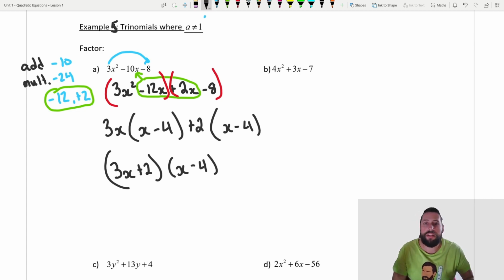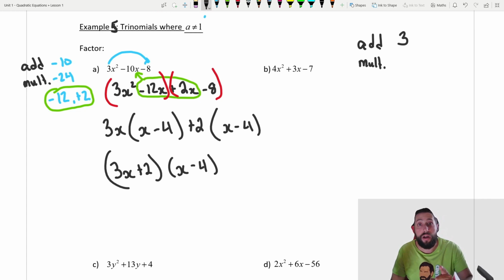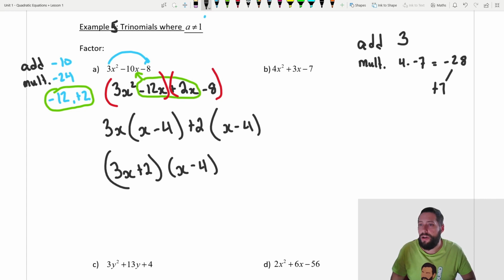Okay? Let's try B. B is 4x squared plus 3x minus 7. So again, we're going to add and then multiply. We're going to add to give us 3, but we're going to multiply to give us, well, 4 times negative 7. That gives us negative 28. Okay, so what are the factors of negative 28 that add to give us positive 3? Well, it's already written, just in the wrong order. So it's going to be positive 7 and negative 4.